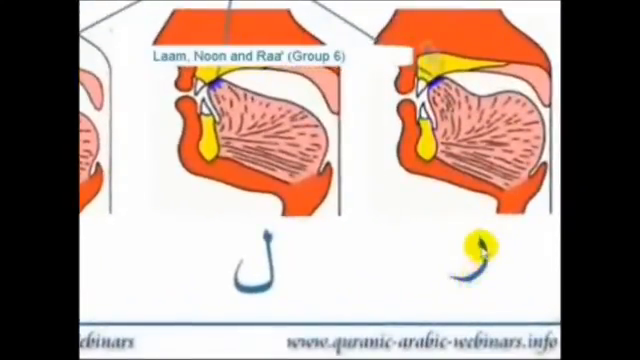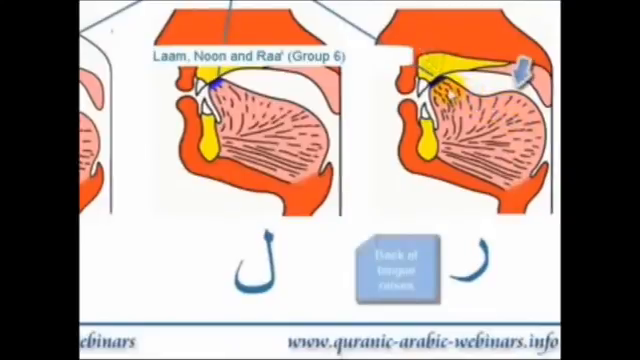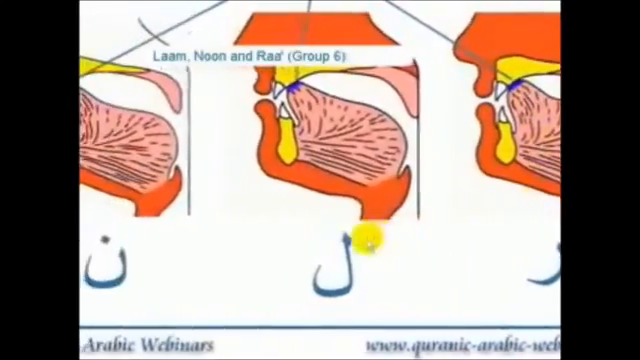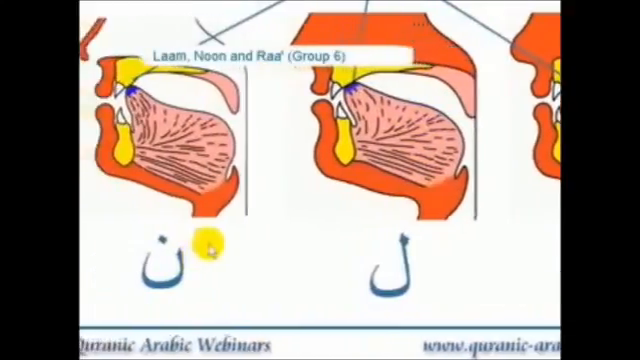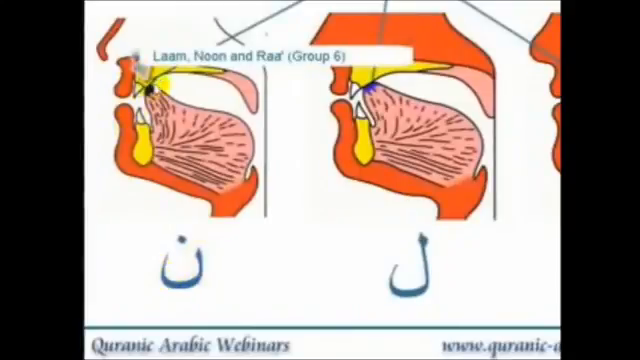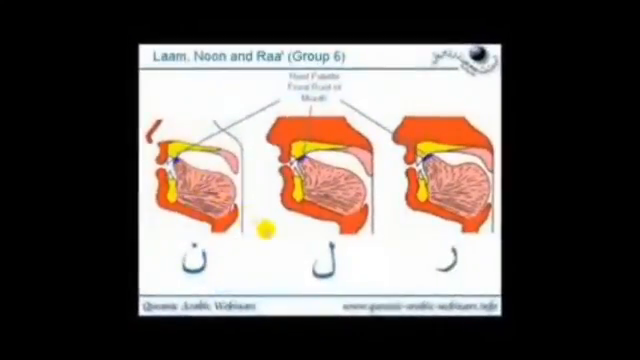So the first letter is the letter Ra, Ra, and you should notice when you say that the back of your tongue lifts up as well. Ra, Ra. Next one is Lam, Lam. So a bit more pressure on the front of the tongue. The back of the tongue is as normal, it's not raised. Then we have a Noon, Noon. So again, the tip of the tongue pressing on the front hard palate. Your lips actually go a bit round with the Noon, Noon. That's group 6.